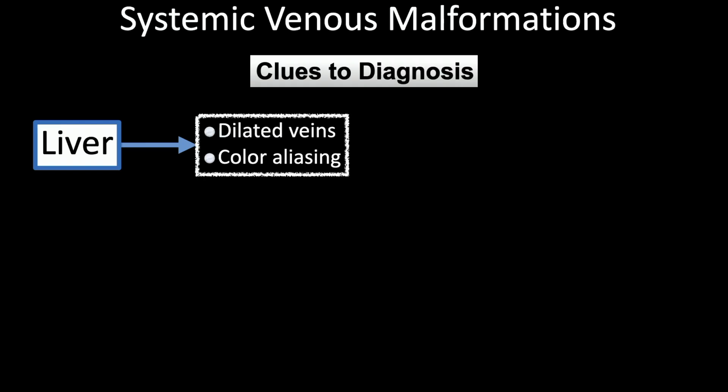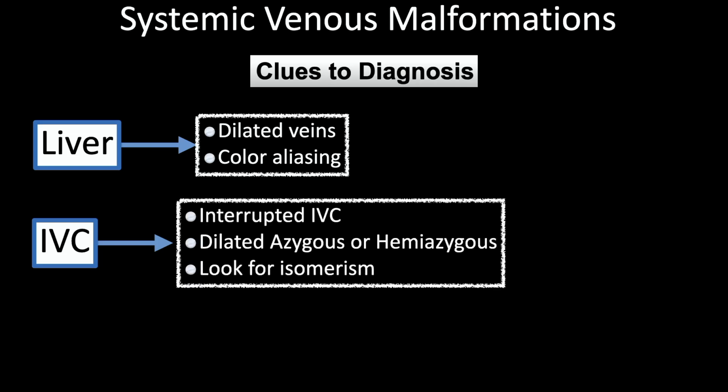So putting everything together, your clues to diagnosis. If you look at the liver, look for any dilated veins and any color aliasing. That's your clue to the presence of umbilical vein varix or to the presence of portosystemic shunts in the liver. They all have dilated veins when they are significant, and they have aliasing typically related to that. IVC, if it's interrupted, think about isomerism, think about associated abnormalities. It's associated with dilated azygos or hemiazygos in that situation.